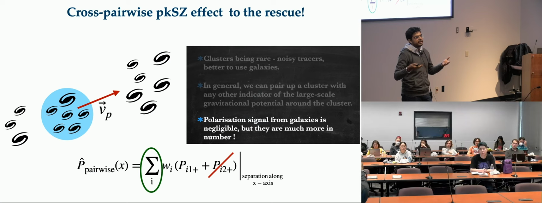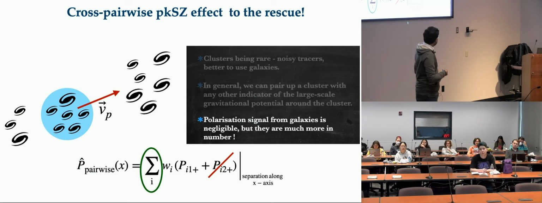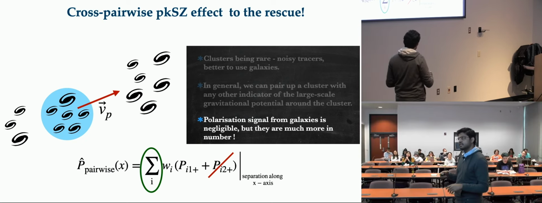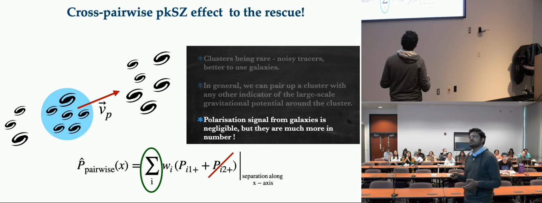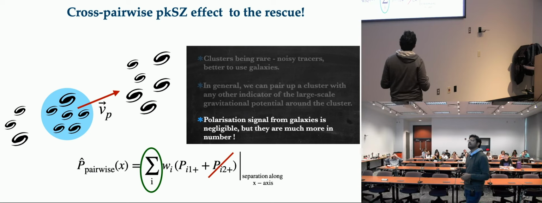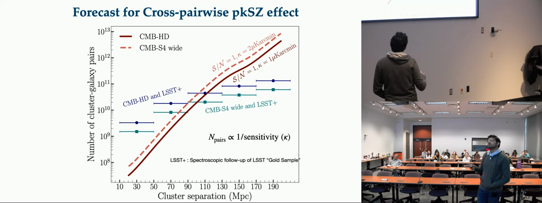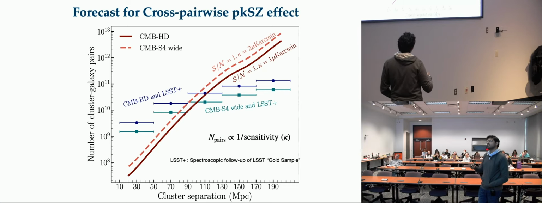So basically, you do not get any polarization signal. So what happens is that you lose out on the polarization signal here. But on the other hand, there are many, many more cluster-galaxy pairs than cluster-cluster pairs. So you can stack many more of these objects than what you get from cluster-cluster pairs. When you do that, you eventually end up with a signal with enough cluster-galaxy pairs, which you need to observe this effect at a signal-to-noise ratio above 1.